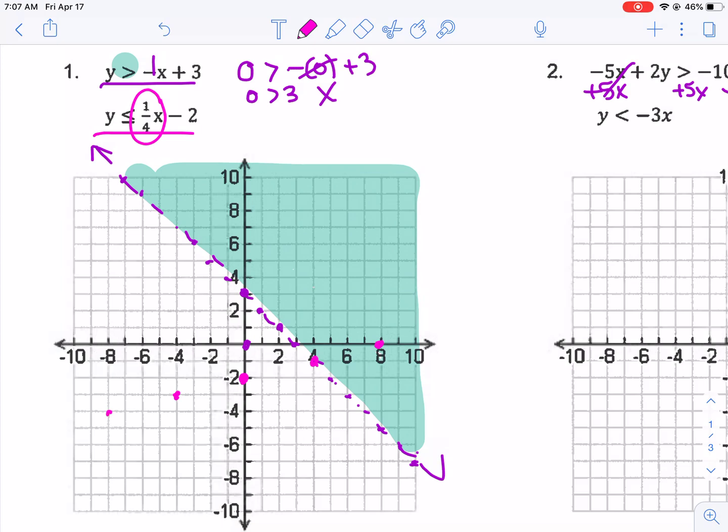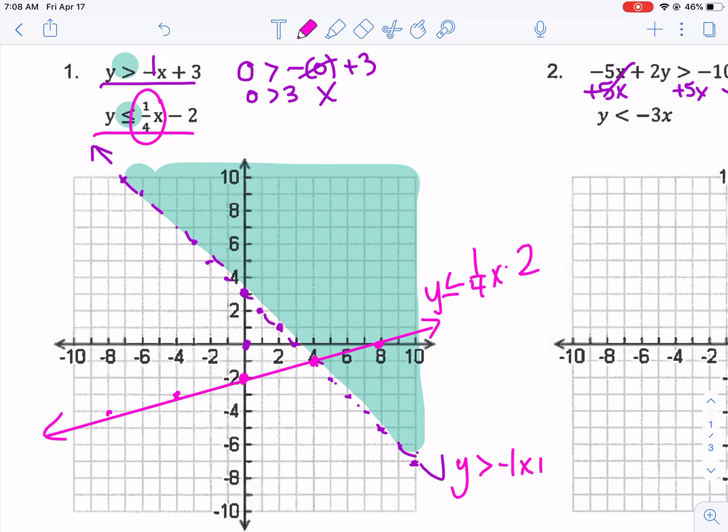Okay, what kind of line? Ooh, it does have that equal sign. It's less than or equal to, so I can draw a solid line. All right. And because I use different colors, I don't really have to label them, but it's not a bad idea to label your inequalities.